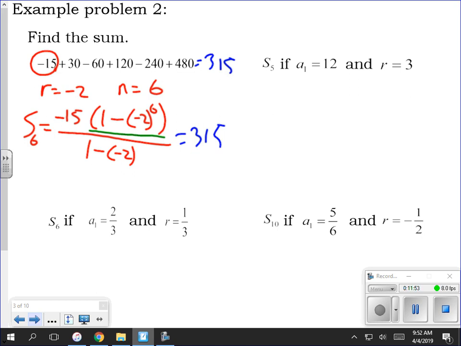Now the next one. Okay, I have the three things I need. I need the first term, I need R, I need N. Okay. My N is 5, my first term is 12, my R is 3. So the sum of the first 5 terms is 12 times 1 minus 3 to the 5th power divided by 1 minus 3. And like I said, I do it in parts. I do the part inside the parentheses first. 1 minus 3 to the 5th. I get negative 242 times 12, negative 2904, divided by 1 minus 3, which is negative 2, and I get 1452.